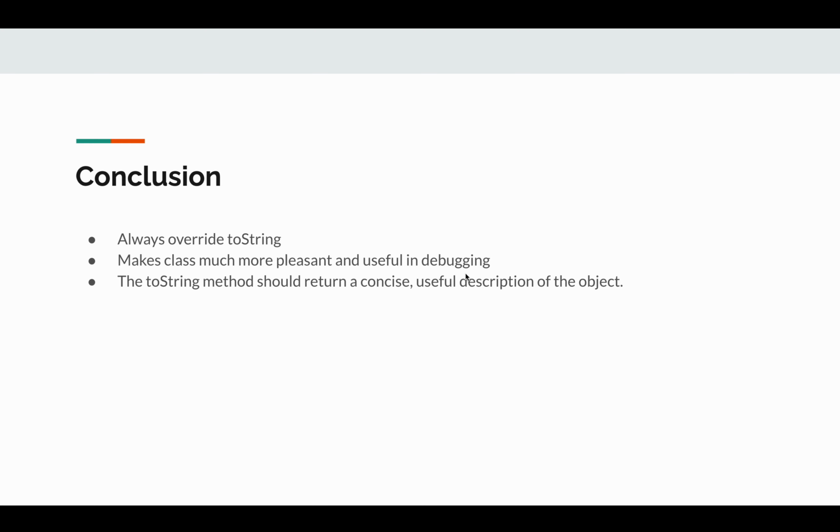The toString method should return all the interesting information contained in the object. Imagine you have the PhoneNumber class and you have overridden toString, but the implementation is not correct, like you are not returning the expected phone number. Then it doesn't matter, right? Even if you have overridden toString, if the information is not correct, the output will make no sense. So the toString method should return a useful description of the object.